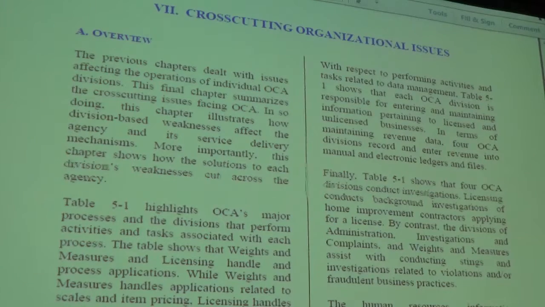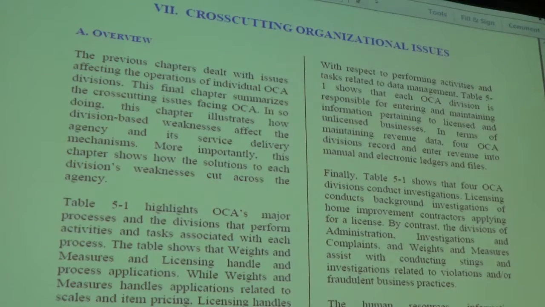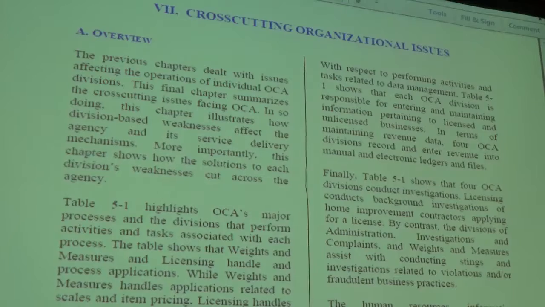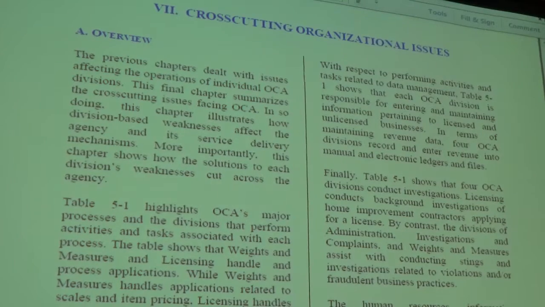So if you look at page 73 of the OCA report, Office of Consumer Affairs, and you look on the video, you will notice that there's a section of the page that's cross-cutting organizational issues. This chapter deals specifically with all those issues that cut across the whole entire organization. And as I mentioned, as you affect one section of the organization, you're going to affect the others.